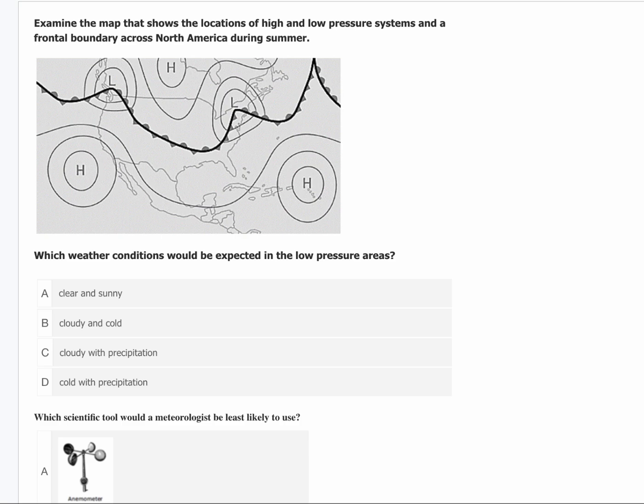Examine the map that shows the locations of high and low pressure systems and a frontal boundary across North America during summer. Which weather condition would be expected in the low pressure areas? A. Clear and sunny. B. Cloudy and cold. C. Cloudy with precipitation. D. Cold with precipitation.